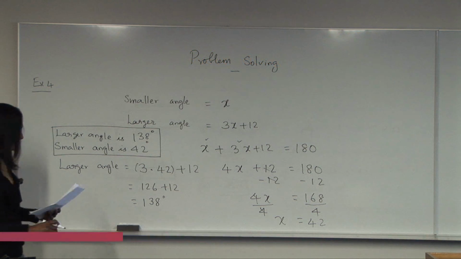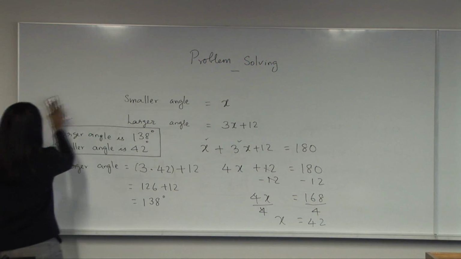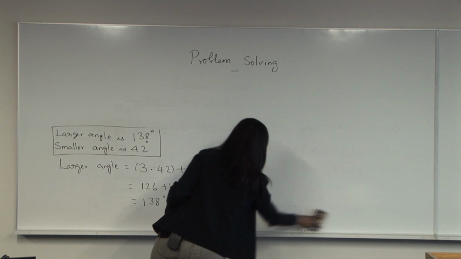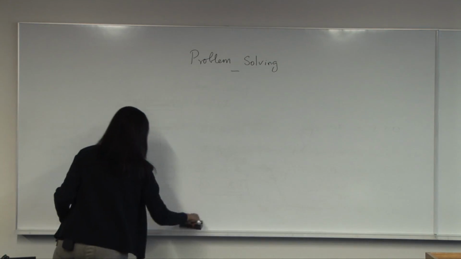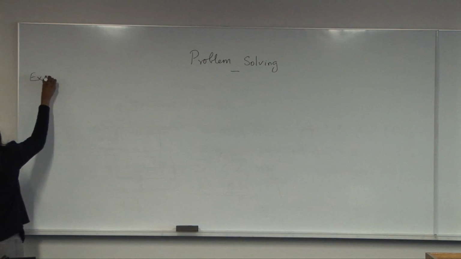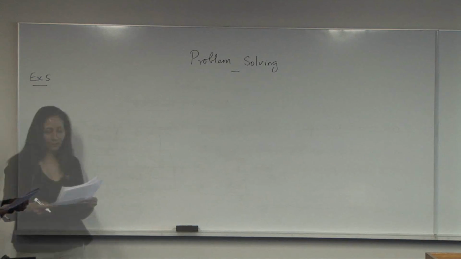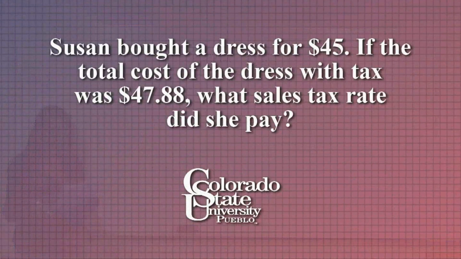So let's do another one. Example 5. Susan bought a dress for $45. If the total cost of the dress with tax was $47.88, what sales tax rate did she pay?